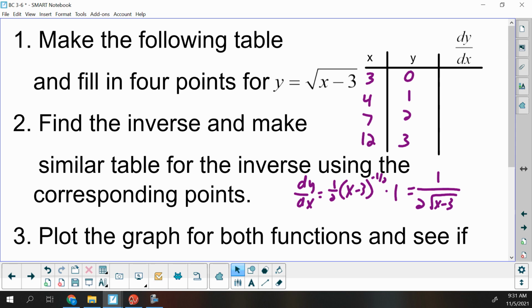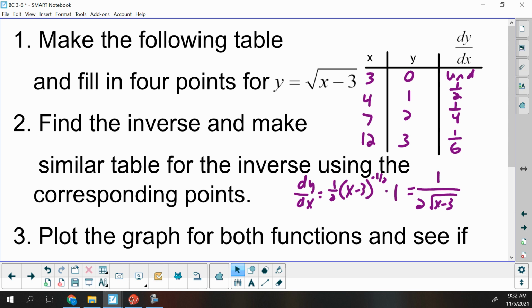Well, when you sub in 3, you get a 0 in the denominator, so this is undefined. When you sub in 4, you'll get 4 minus 3 is 1. Square root of 1 is 1. 1 times 2 is 2, so we'll get a 1/2. When you sub in 7, 7 minus 3 is 4. Square root of 4 is 2. 2 times 2 is 4, so we'll get 1/4. And then when we sub in 12, 12 minus 3 is 9. Square root of 9 is 3. 2 times 3 is 6, so we'll get 1/6.